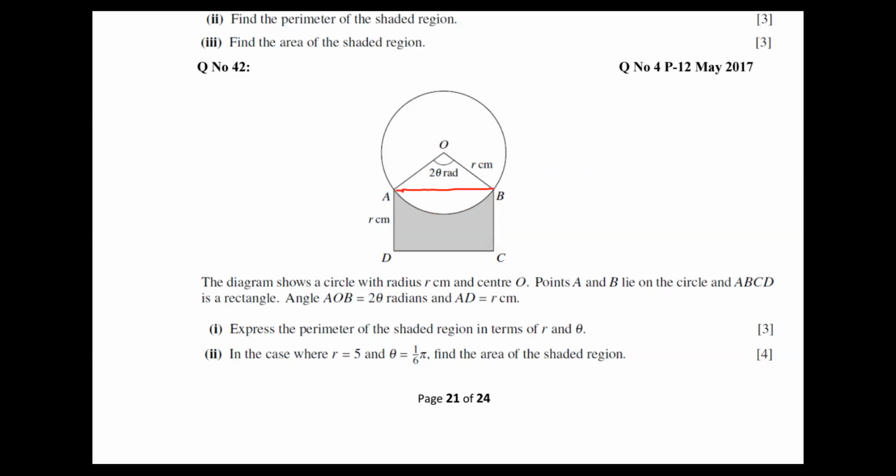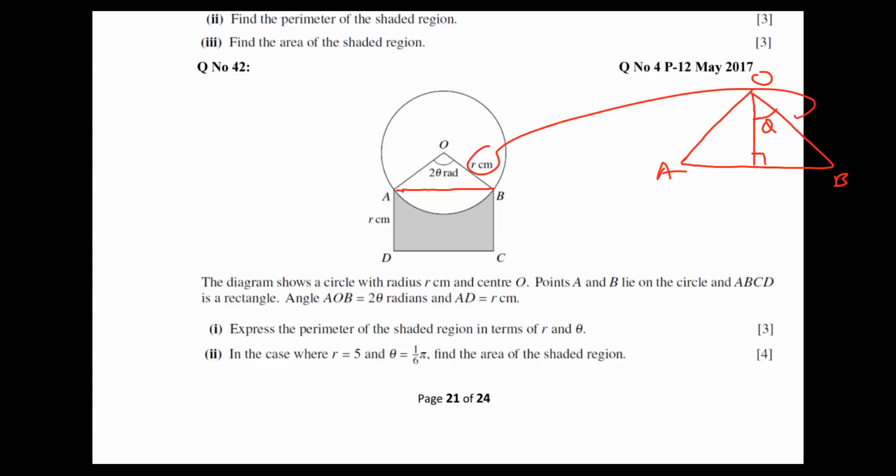Let me plot this diagram here. I'm plotting O, A, B, and drawing a perpendicular at 90 degrees. The 2 theta becomes theta and theta. I'm keeping the radius R, and M is the midpoint. I'm looking for the MB length. Opposite over hypotenuse is sine theta, so sine theta is equal to MB by R. Multiplying by R, MB becomes R sine theta.